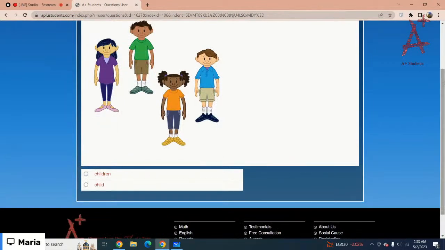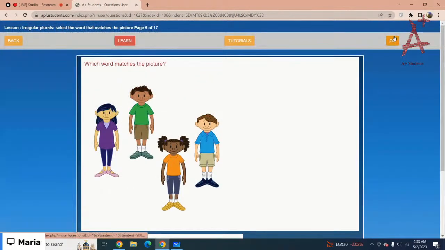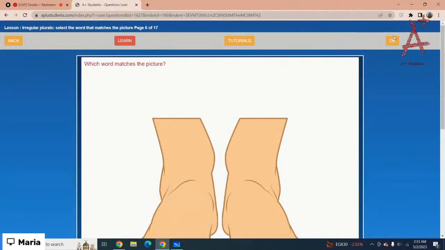Child or children, which is the correct option? Children, they are more than one, so they are children. The one is child and more than one is children. So see, all these spellings are changed. Got it? So you need to learn these types of plurals.